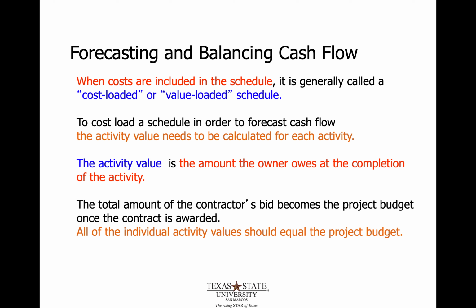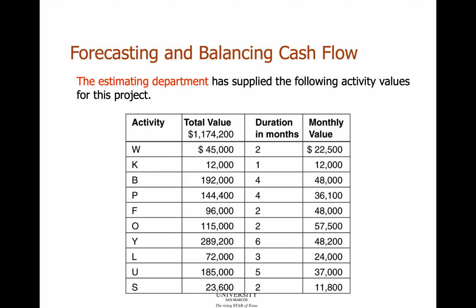The cost-loaded schedule, in order to forecast cash flow, is obviously related to the amount of money being spent, and the total amount of the contractor's bid becomes the project budget once the contract is finally awarded. Then all of the individual activities' values should equal the project budget. So you take that and divide it amongst individual activities and link those together. So that's effectively what we've done, the next step in this example.